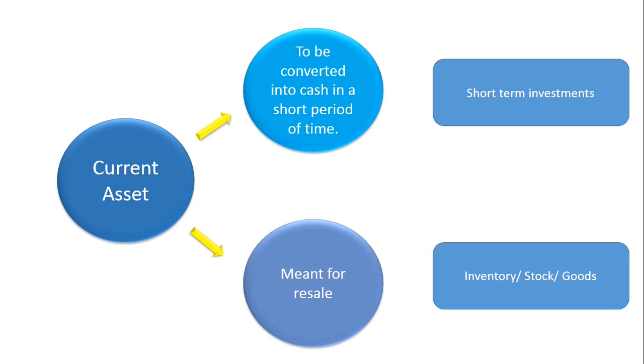Examples of current assets could be short-term investments. That means if your business advances a short-term loan to somebody and the other person will return the money within say 6 months or 7 months, then the amount which you have given to the other party can be termed as a short-term investment, which is a current asset. Similarly, inventory, stock or goods are also termed as current assets. These are examples of current assets.